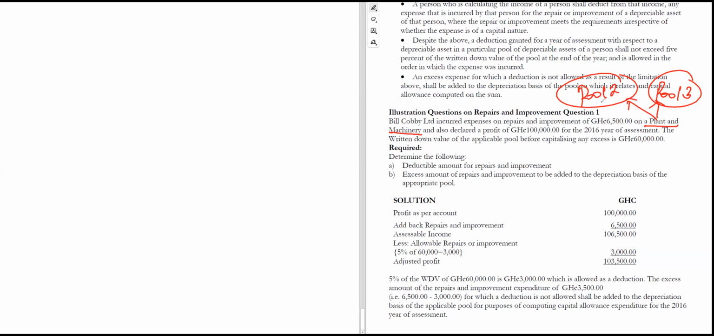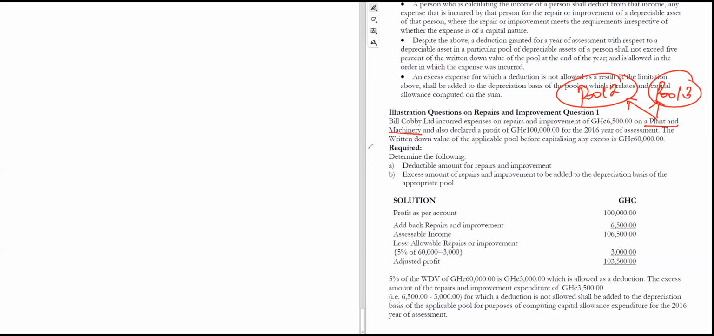Please always keep this in mind because most students, immediately they see plant and machinery, want to put it in pool 2. No, it doesn't work like that, right? You have to check which pool the plant and machinery belongs to. Do you understand? That is it.